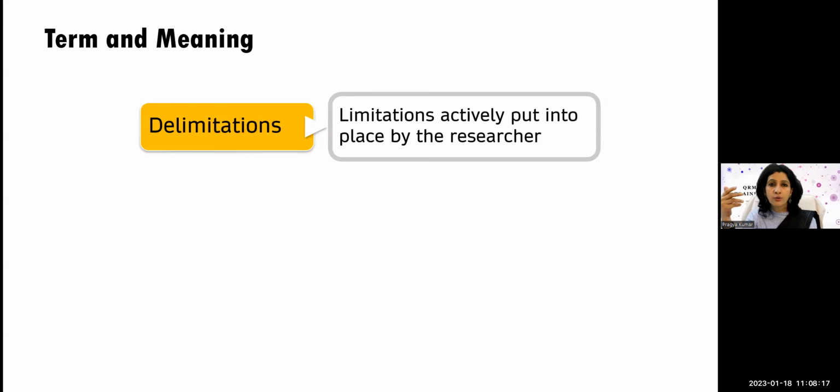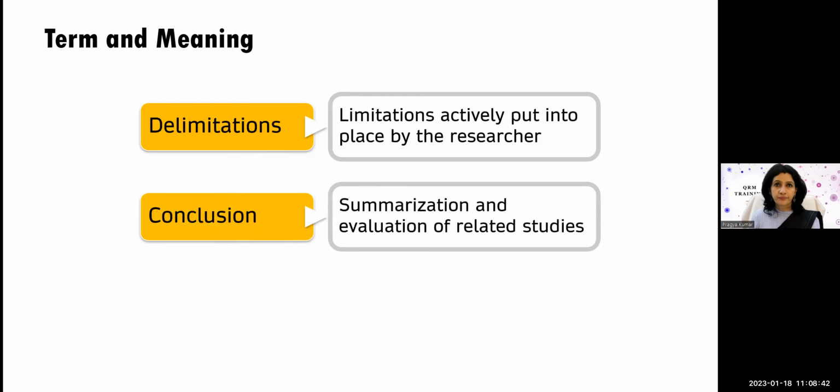Like if I want to do the study in HIV, I might select only those with advanced disease, like maybe near death, or who have a very bad prognosis. That limitation I want to put, because maybe I want my central phenomena or population to be like that. So that delimitation is put actively by the author. And then in the conclusion, you write what other people have said, a summarization and evaluation of other related studies.